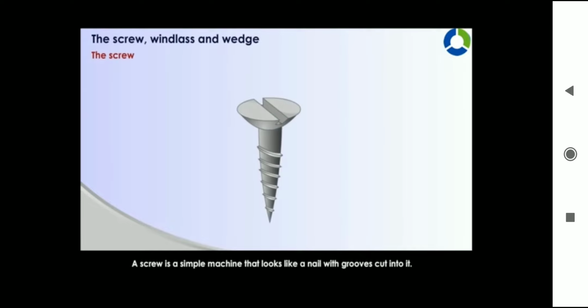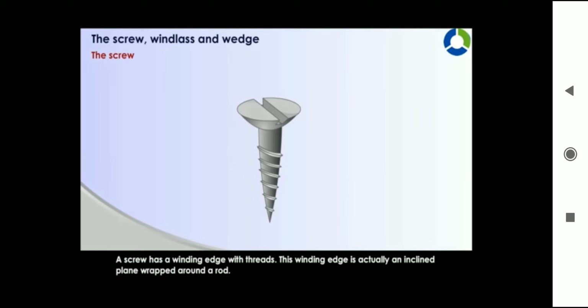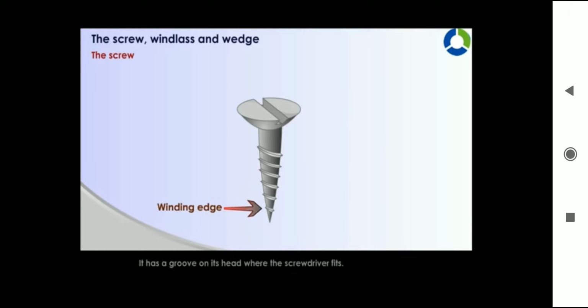The screw, windlass, and wedge. A screw is a simple machine that looks like a nail with grooves cut into it. A screw has a winding edge with threads. This winding edge is actually an inclined plane wrapped around a rod. It has a groove on its head where the screwdriver fits.